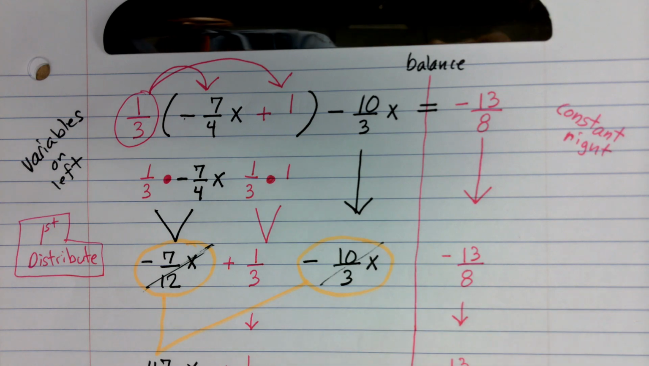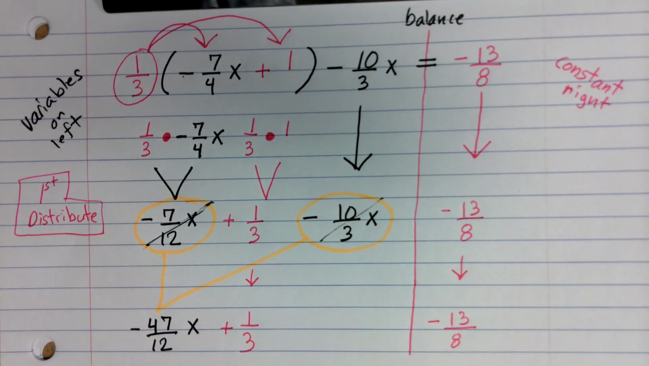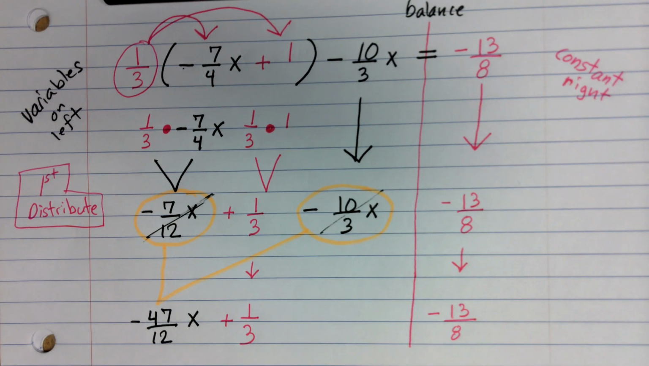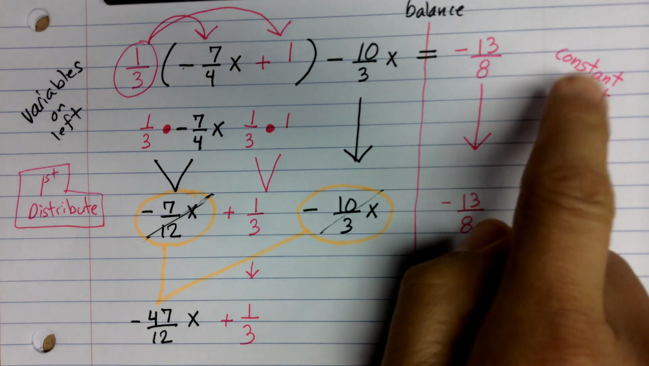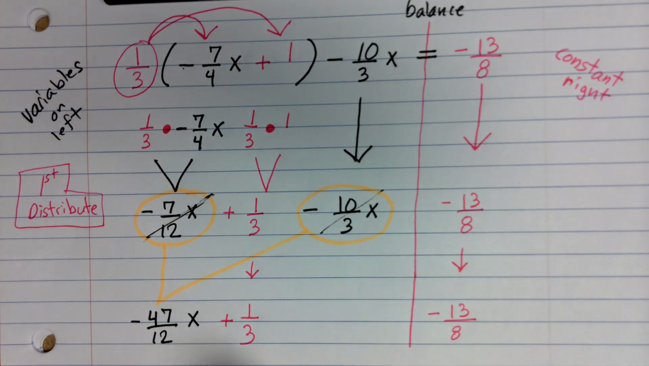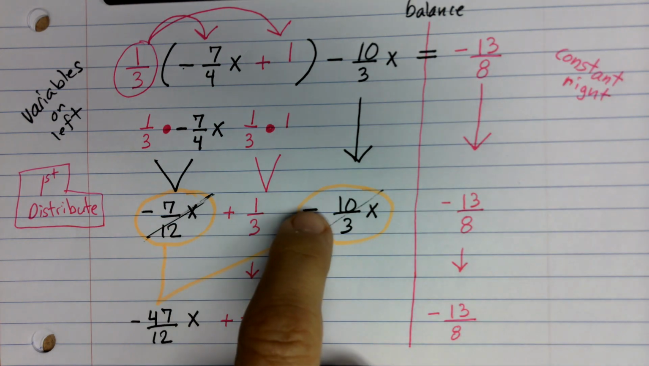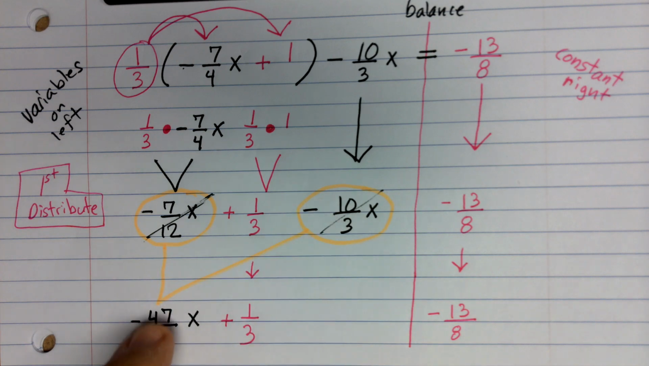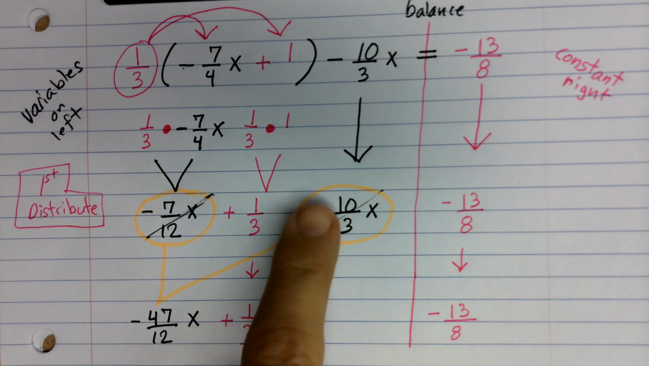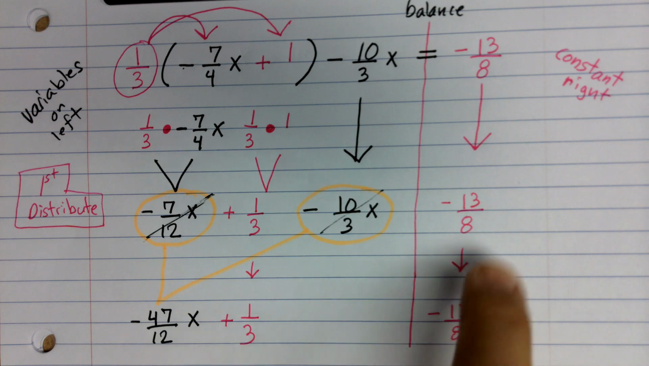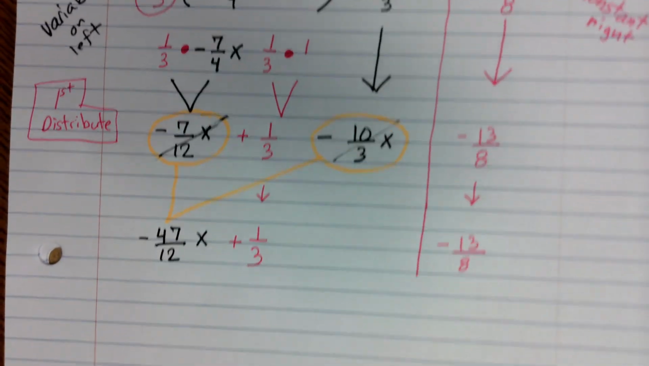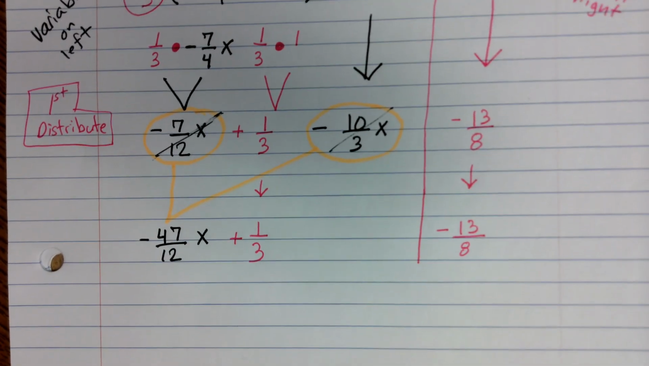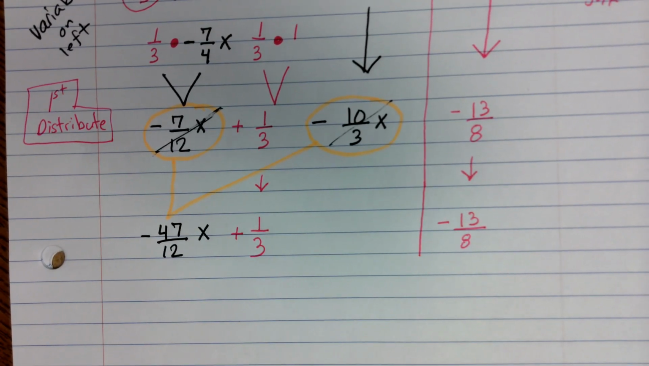Now remember, I told you in the beginning, one of our goals is that we wanted to make sure that the variables are on the left and the constant values are on the right. So notice, right, we combined negative 7 over 12 and negative 10 over 3, and that gave me negative 47 over 12. I simply brought down the 1/3, and I brought down the negative 13 over 8. So now we're ready for our next step. I'm going to move my camera down just a little bit so you can see everything well.